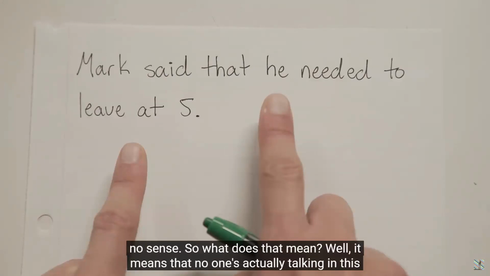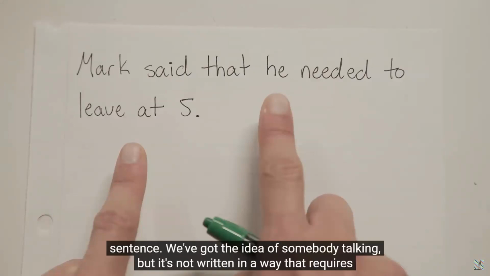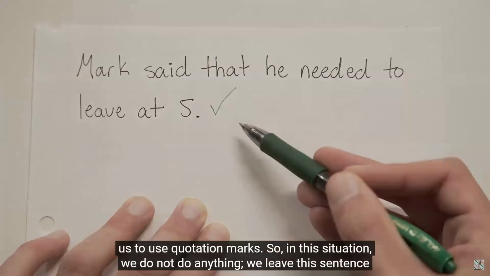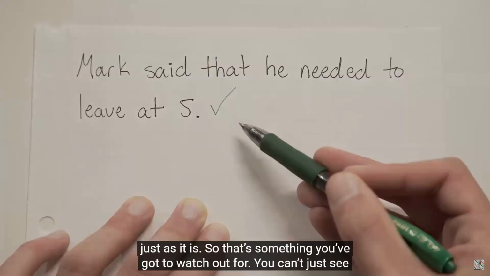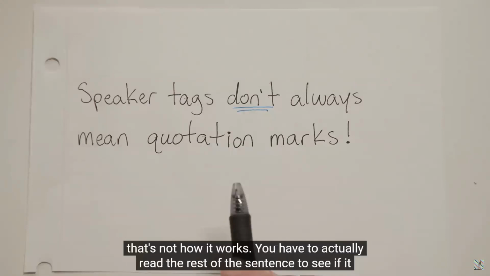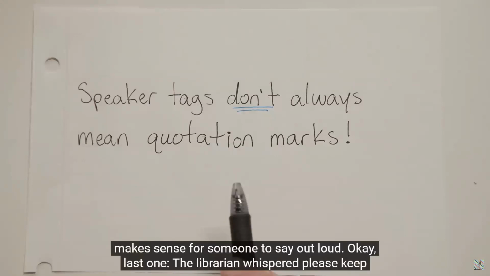So what does that mean? Well, it means that no one's actually talking in this sentence. We've got the idea of somebody talking, but it's not written in a way that requires us to use quotation marks. So, in this situation, we do not do anything. We leave the sentence just as it is. So that's something you got to watch out for. You can't just see a speaker tag and think, ooh, quotations, I've got to use quotation marks, because that's not how it works. You have to actually read the rest of the sentence to see if it makes sense for someone to say out loud.